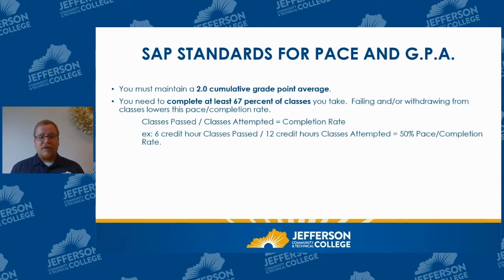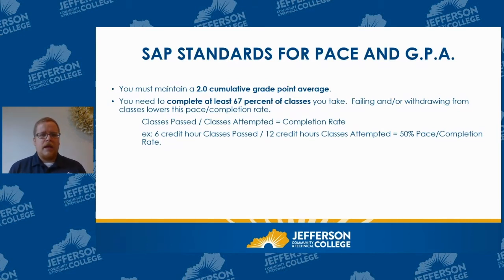Again, in a perfect world, you'll complete every single class, but there are times when you fail or withdraw from a course, and this will lower your PACE, or your completion rate. The classes passed divided by the classes attempted is your completion rate. So if you take 6 credit hours and you pass them, and you take an additional 6 credit hours that you don't pass, you have 12 total attempted credit hours, and you would have a 50% PACE/completion rate for those classes.